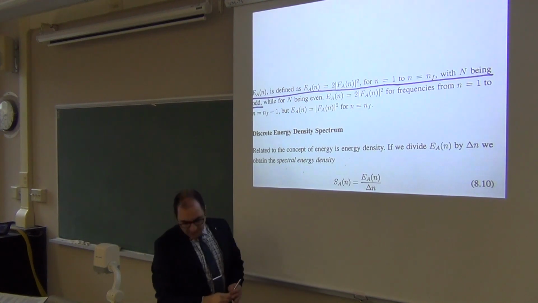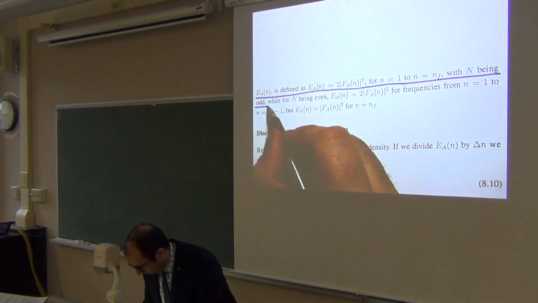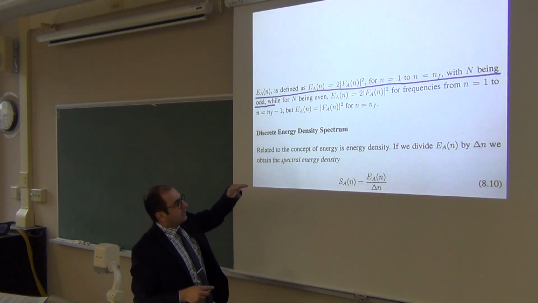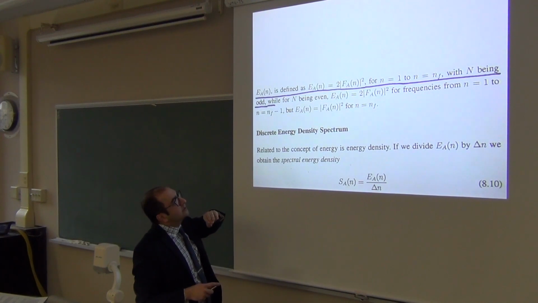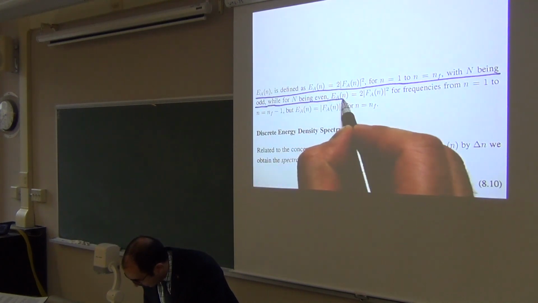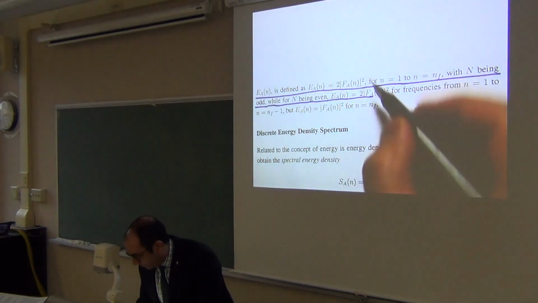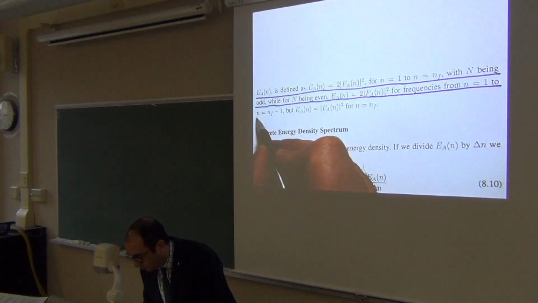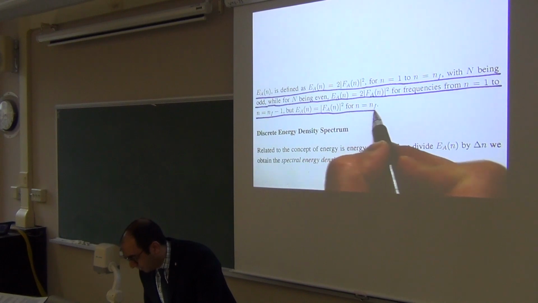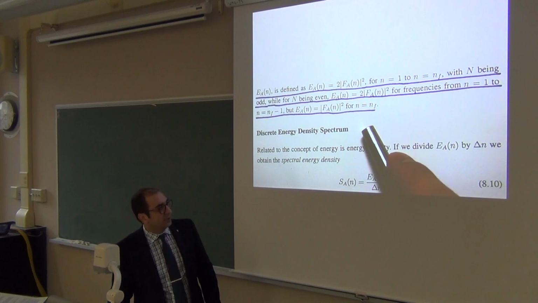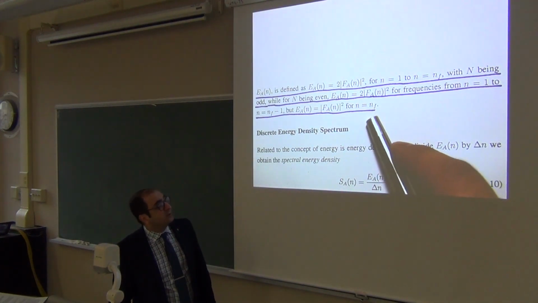Done. But if n is even, the symmetry line doesn't land on a frequency. It lands in between 2 frequencies. So I have to double the Fourier transform norm squared for frequencies up to the frequency before the Nyquist, and not double the norm squared at the Nyquist, because this one was not mirrored. So that's the delicate point here.